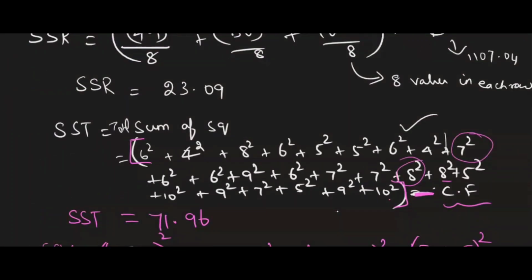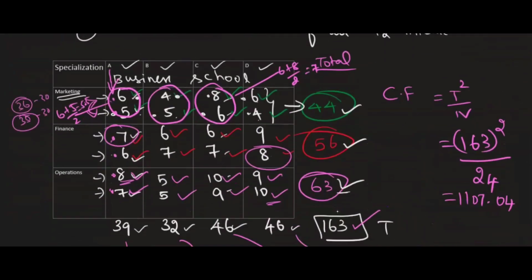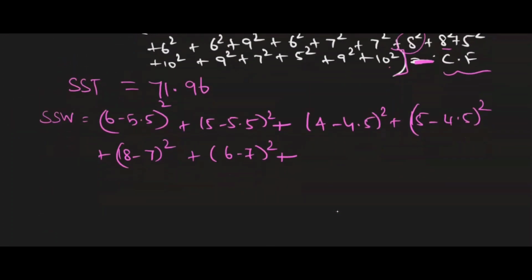8 minus 7 the whole square, this is a bracket, plus 6 minus 7 the whole square. One more value is there, that is the average of 6 and 4. Average of 6 and 4 is 5. So I will write it as 6 minus 5 the whole square plus 4 minus 5 the whole square. I have done it for one row. Similarly, you have to write for all the 3 rows.